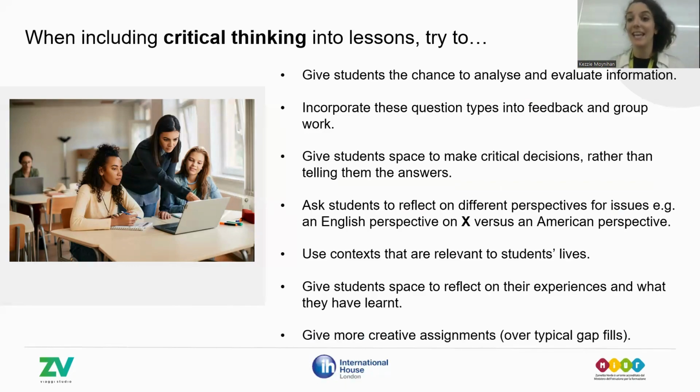And finally, give more creative assignments. So instead of typical gap fills, ask students to do more analysis, evaluation, and creation in their assignments. Don't ask them to do a gap fill filling in the tenses for the story. Ask them to write their own story. Don't ask learners to just spell words or remember vocabulary. Ask them to rank that vocabulary or the items listed that you have taught them.